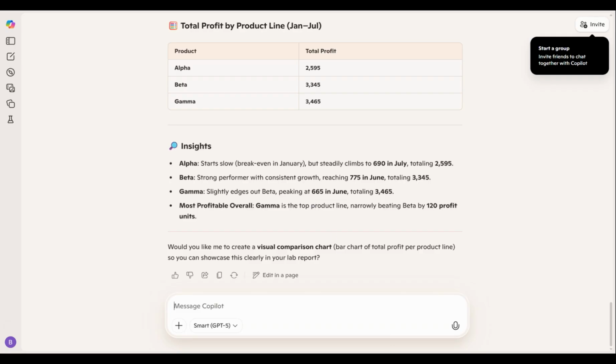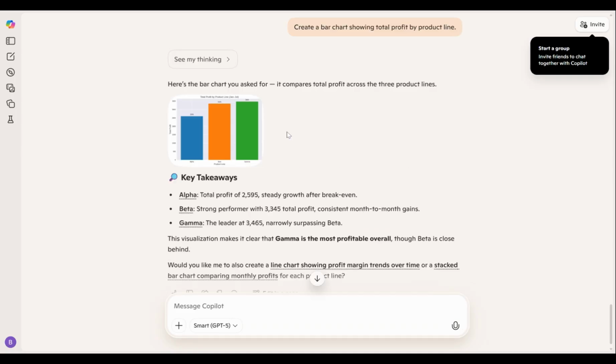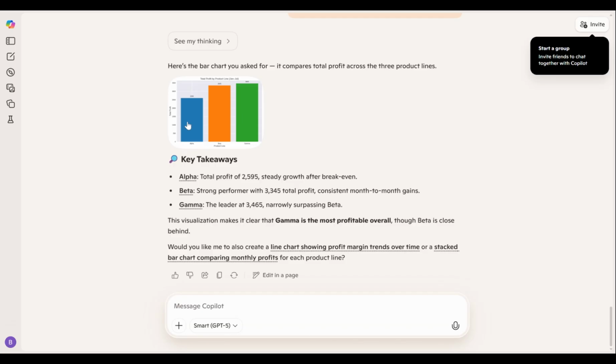profit units. Now we're going to ask it to create a bar chart showing total profit by product line. So here's the bar chart. It shows, as you can see, Alpha, Beta, and Gamma. Alpha's total profit is $25.95, steady growth. That'll be Alpha. And Beta right here, second place with $33.45. It's pretty consistent month-to-month gains, but Gamma is the ultimate leader at $34.65, surpassing Beta. This visualization makes it clear that Gamma is most profitable overall, though Beta is close right behind it.